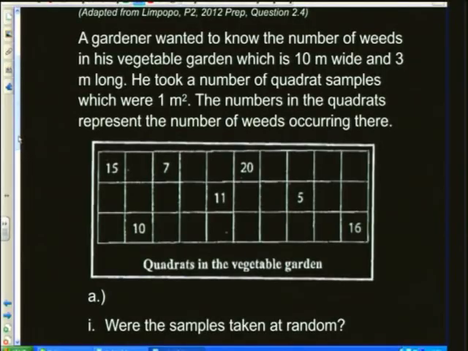Next one says, a gardener wanted to know the number of weeds in his vegetable garden, which is 10 meters wide and 3 meters long. He took a number of quadrat samples which were 1 square meter each. The numbers in a quadrat represent the number of weeds occurring there. So there's one set like that. These are all 1 square meter. The whole thing is 10 meters wide and 3 meters long.